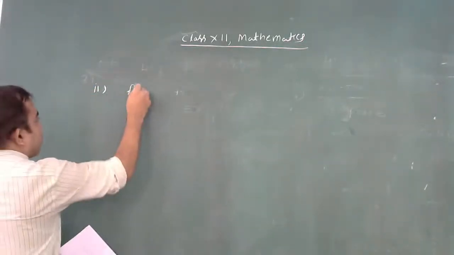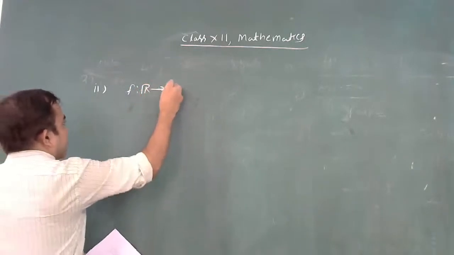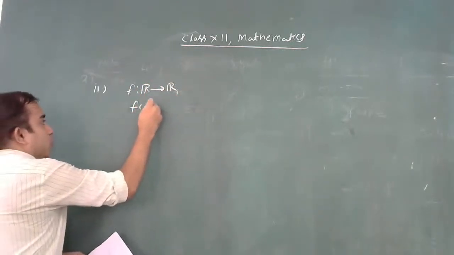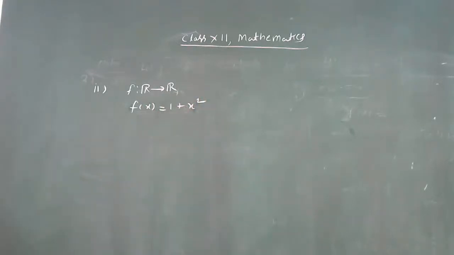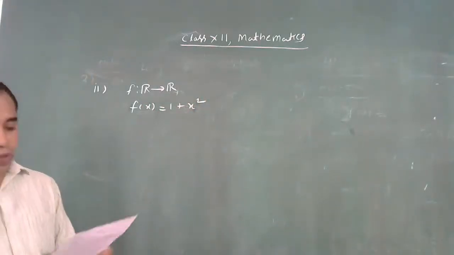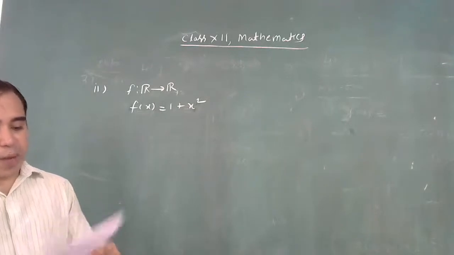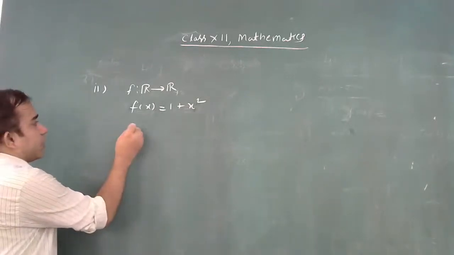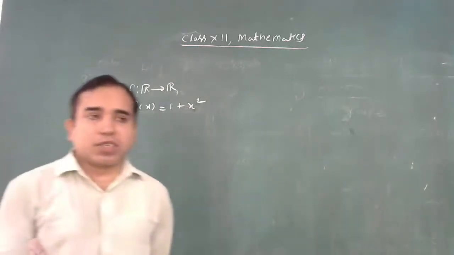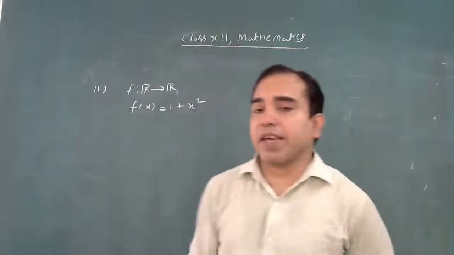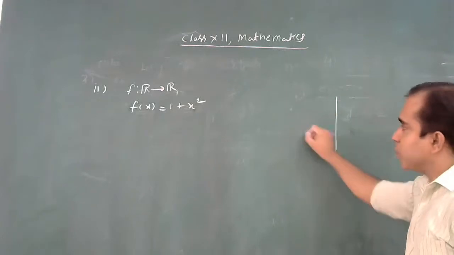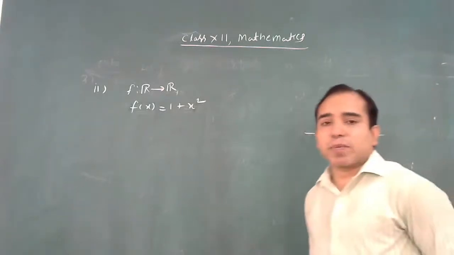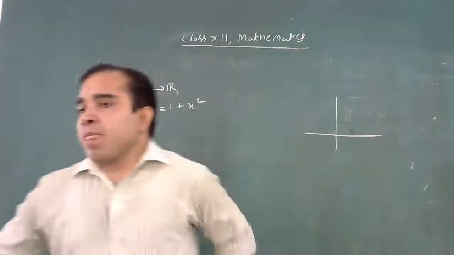f function from R to R and fx equal to 1 plus x square. Check if it's 1 1. पहले तो मैं ये जज कर लेता हूँ कि ये एक्चुअल में क्या है, फिर मैं इसका आंसर लिखता हूँ. अलग से मैं ग्राफ ड्रॉ कर लूँगा. You know कैसे x square plus 1 का ग्राफ ड्रॉ करेंगे?